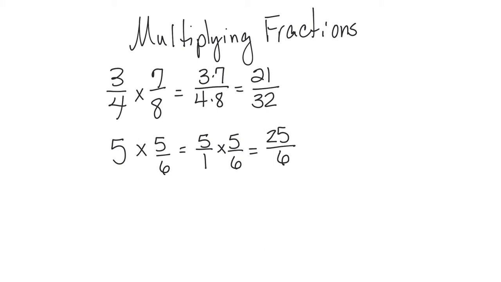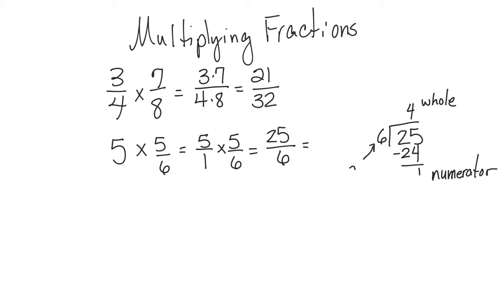If at any point in time you have an improper fraction, you need to convert it to a mixed number. To convert an improper fraction to a mixed number, you're going to take 25 and divide it by 6. 6 will divide 25 4 times. 6 times 4 is 24, and your remainder is 1. 4 will be the whole number, and the remainder will become the numerator, and 6 will be the denominator. So now your answer is going to be 4 and 1/6.